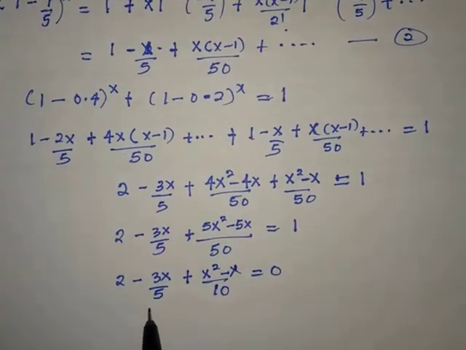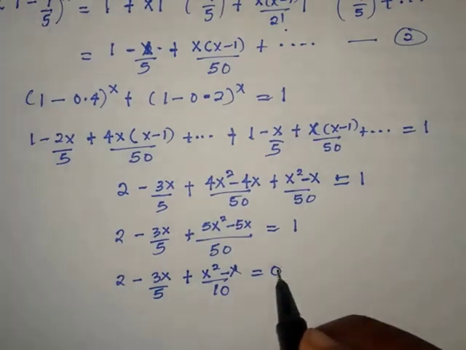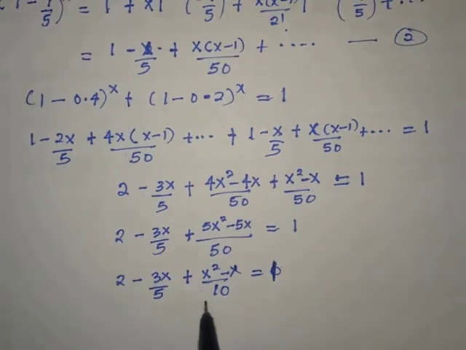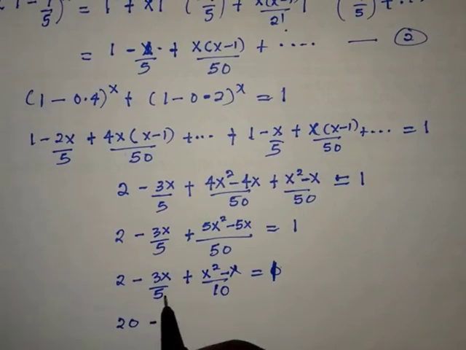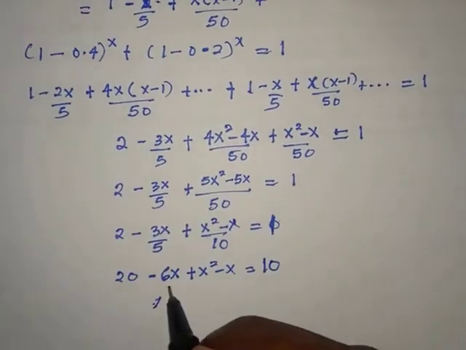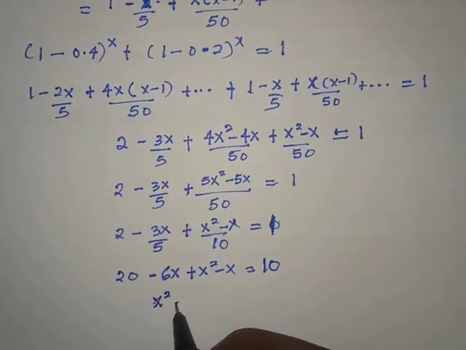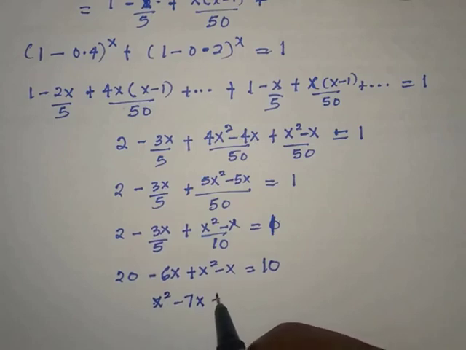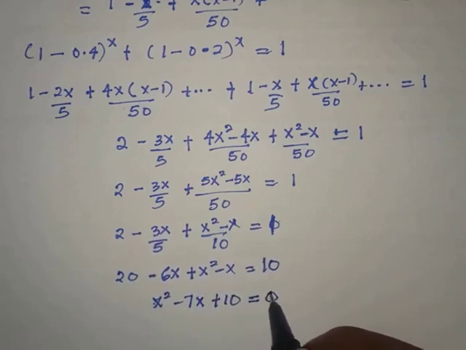So I can find the LCM here, which is 10. Multiplying, we are going to have 20 minus 6x plus x squared minus x, which equals 10. So the final equation becomes x squared minus 7x plus 10 equals 0.